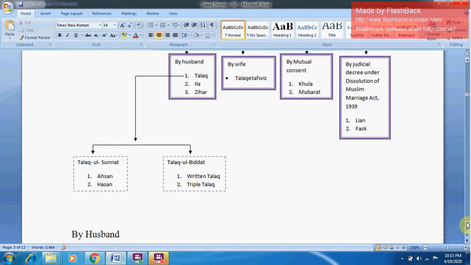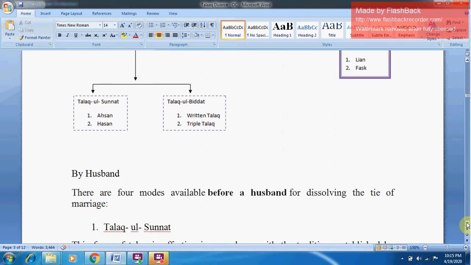Again, talaq is divided into two. Number one, talaqul sunnah. Number two, talaqul biddat. Again, talaqul sunnah is bifurcated. Number one is talaqul ahsan, and talaqul hasan. Ahsan, spelling Ahsan, and the second one is talaqul hasan, Hasan. And we will see when you go in detail further.